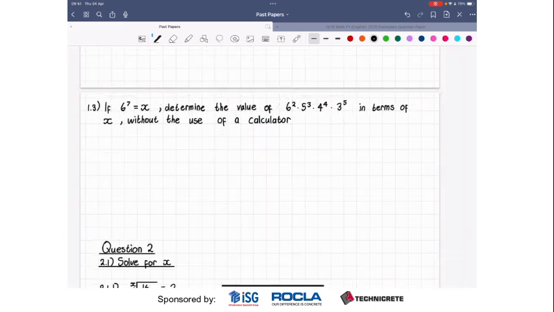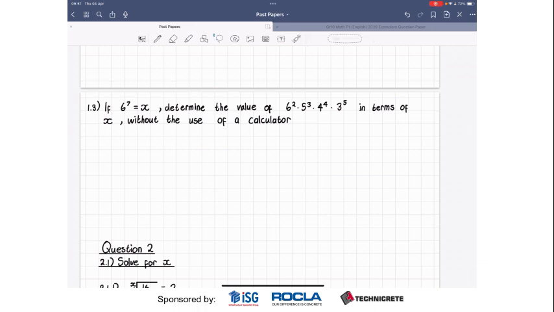Alright, then for the final part of question 1, for question 1.3, I'm given that 6 to the 7 is x, and I'm asked to determine the value of this whole thing here in terms of x. So that in terms of x tells me that I'm going to have 6 to the 7 in my answer, and then I'm going to substitute it at the end for x. And it says without the use of a calculator. So that means that I've got to write these things in exponents that I can work out without a calculator.